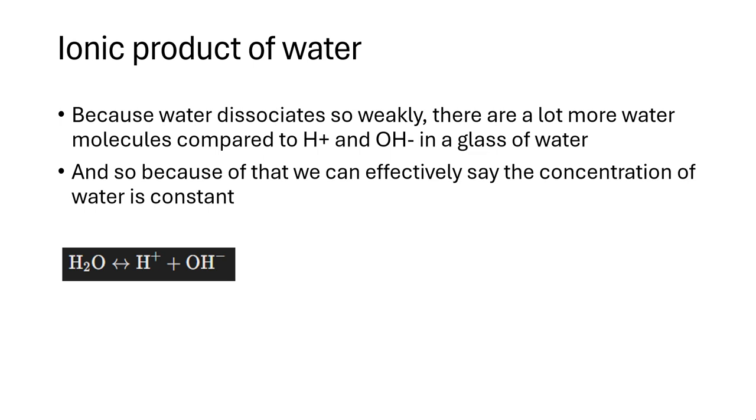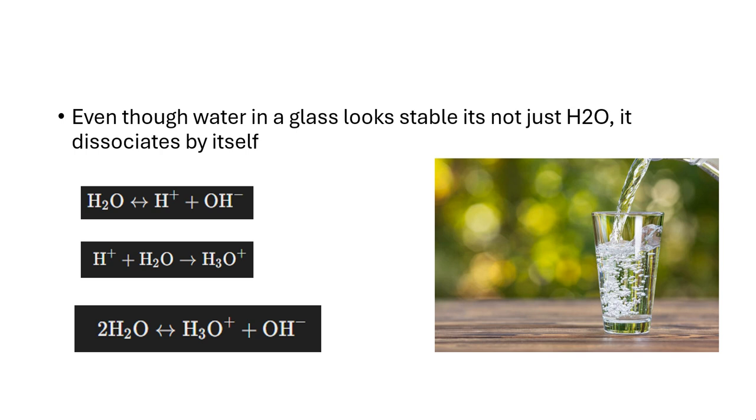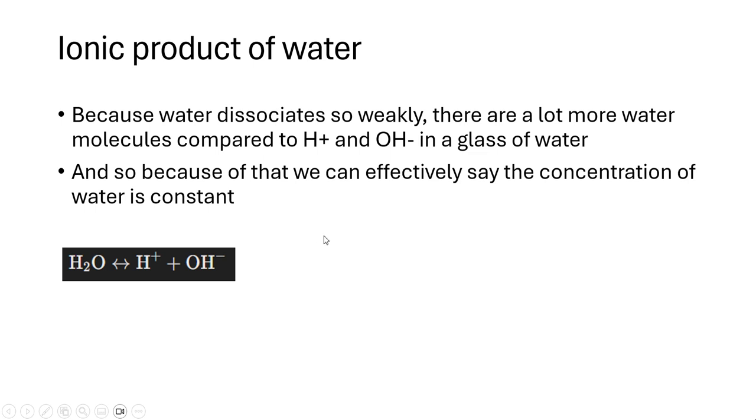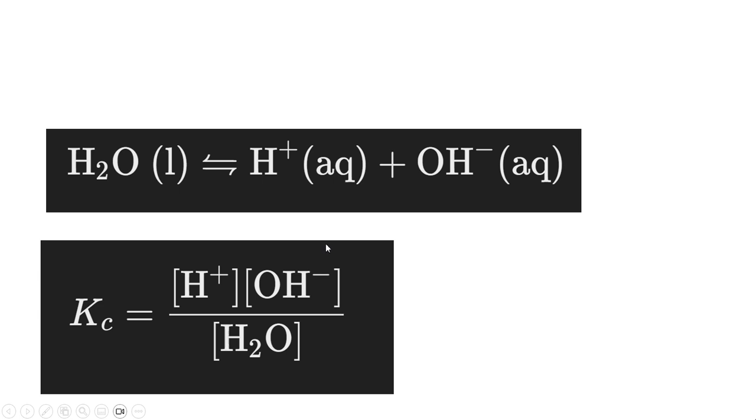Because water dissociates so weakly, there are a lot more water molecules compared to H+ and OH- in a glass. If we go back to this first equation, it's dissociating very weakly. There's a lot of H2O still in the glass and barely any H+ and OH-. So we can effectively say the concentration of water is constant. The concentration of actual water is basically not changing. We can assume that it's not even dissociating, because the concentration of H+ and OH- is so small compared to H2O.